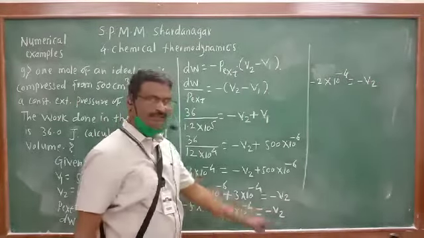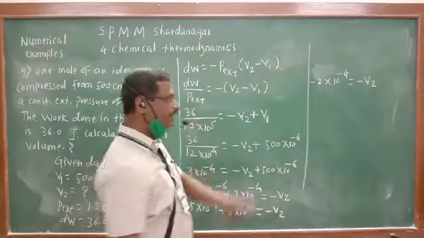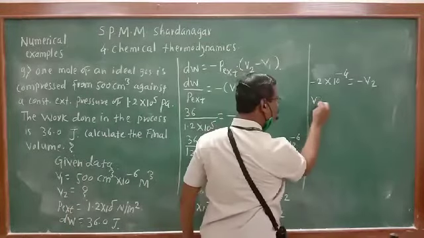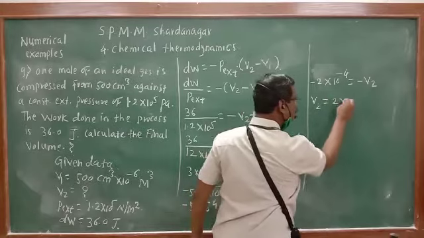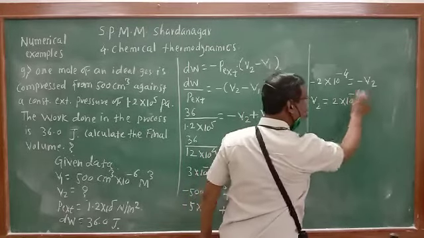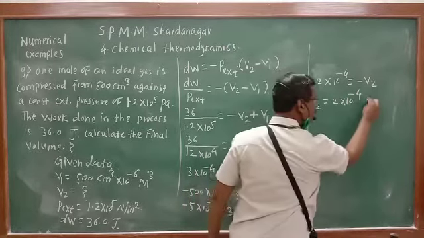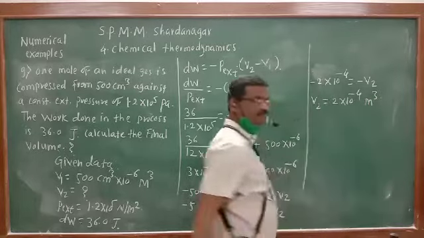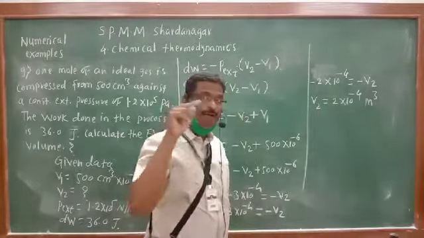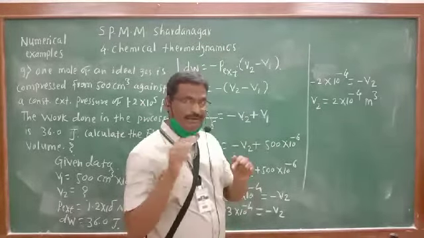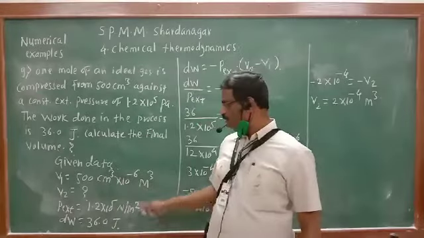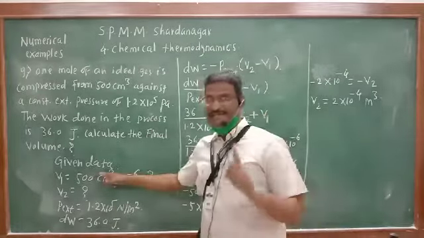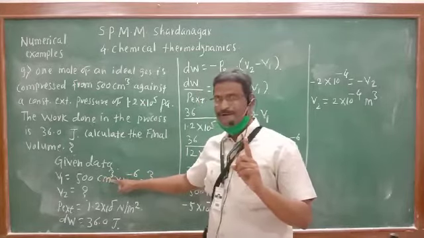Both sides will have a negative sign. Therefore V2 will be equal to 2 into 10 raised to minus 4 meter cube. This is the answer we are getting in meter cube. Now that meter cube, V1 initially they have given in centimeter cube.